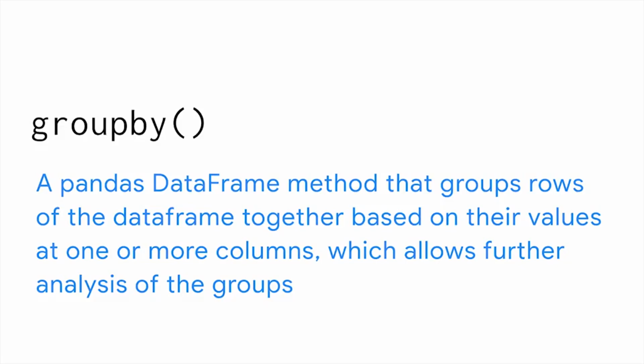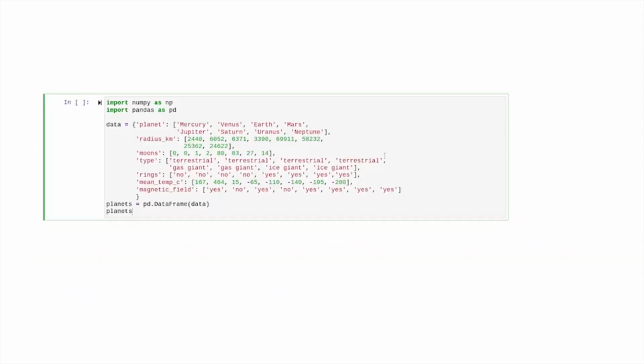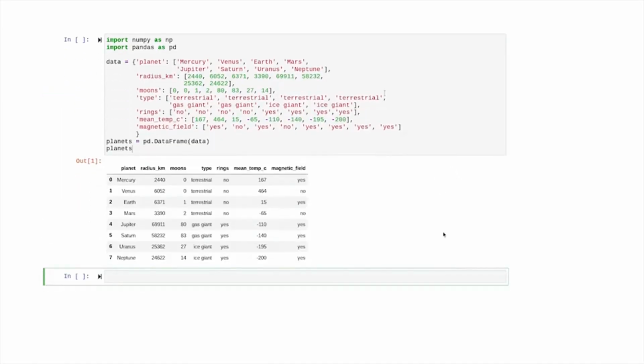One of the most important and commonly used tools to group data in Pandas is the groupby method. Groupby is a Pandas data frame method that groups rows of the data frame together based on their values at one or more columns, which allows further analysis of the groups. Let's return to our planets dataset to demonstrate some different ways to use the groupby method. This time, we'll add a little more data, including the type of planet, whether or not it has a ring system, average temperature in degrees Celsius, and whether or not it has a global magnetic field.